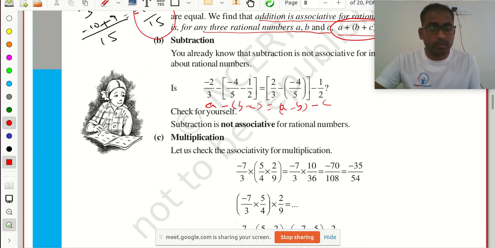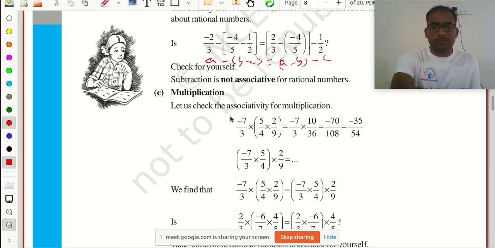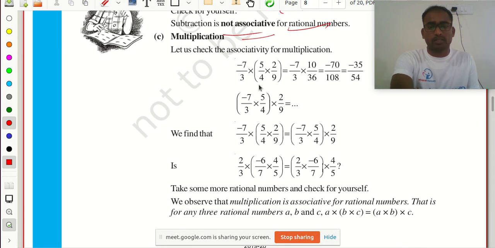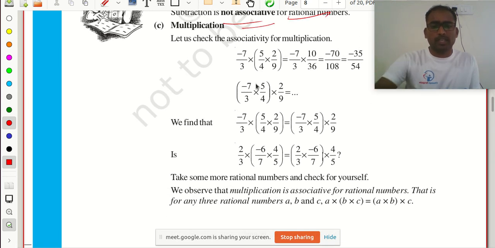But this won't happen. We already saw for integers also and whole numbers also. So rational numbers are not associative under subtraction. Next we will check for multiplication.